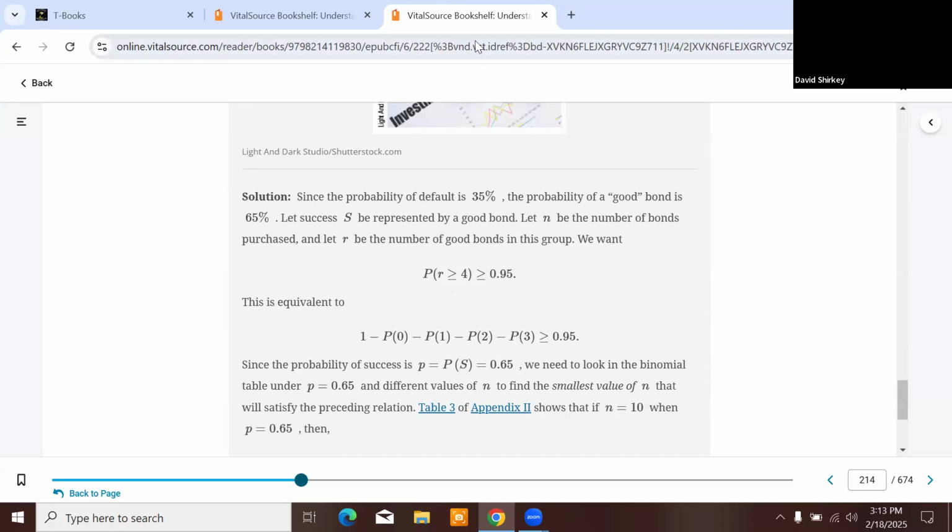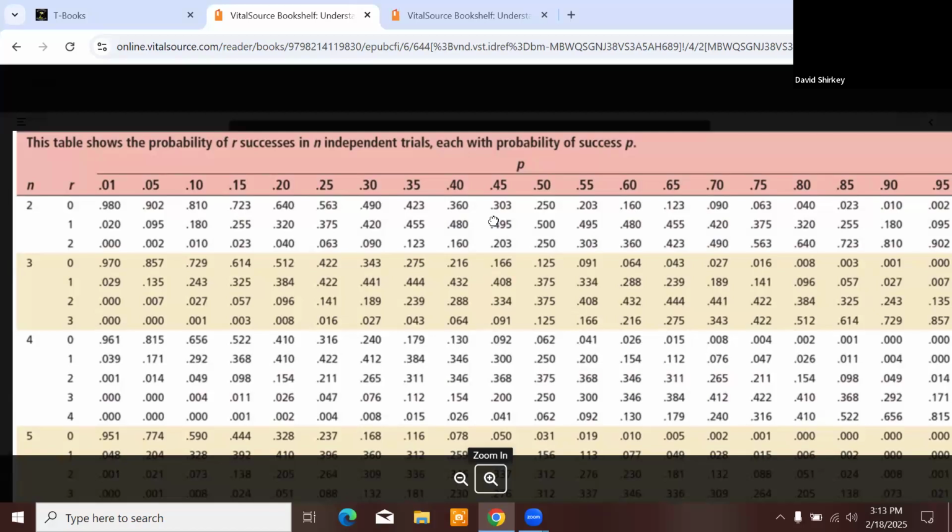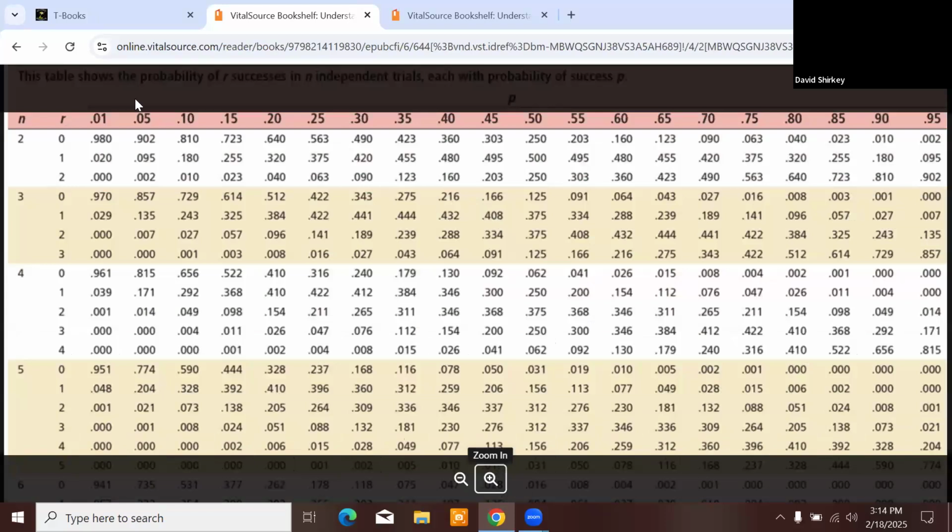So I'm going to pause it and bring up the probability table here. All right, so here's your probability table 3 in the back of the book, appendix 3, I should say. The probability of R successes in N independent trials, each with the probability of success P. Your N values are going down the side, and then here's your R values. What we want to do is go across at the top to where the probability is 0.65. So we're interested in this column right here.